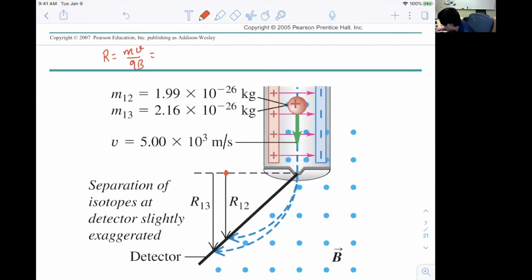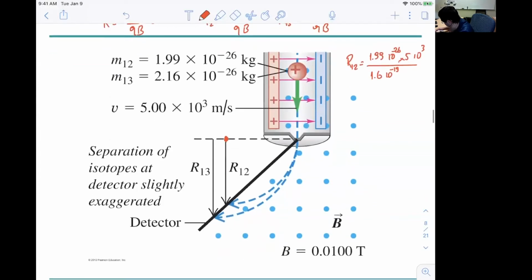R12 is going to be M12 times velocity times Q divided by B. R13 is M13 times velocity times Q divided by B. So R12 equals mass 1.99 times 10 to the minus 26, velocity is 5 times 10 to the 3 meters per second, Q is, let's say, one excess proton, 1.6 times 10 to the minus 19, and B is 0.01 Tesla.